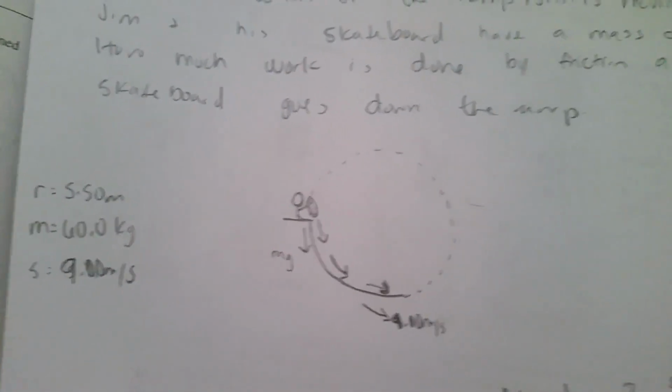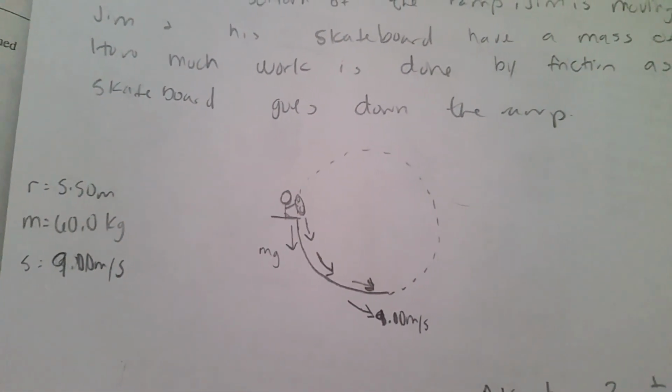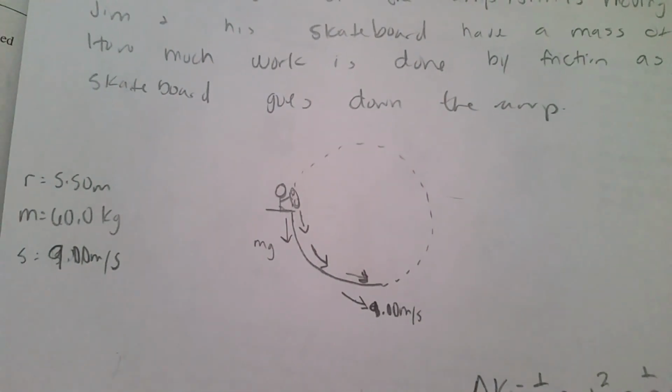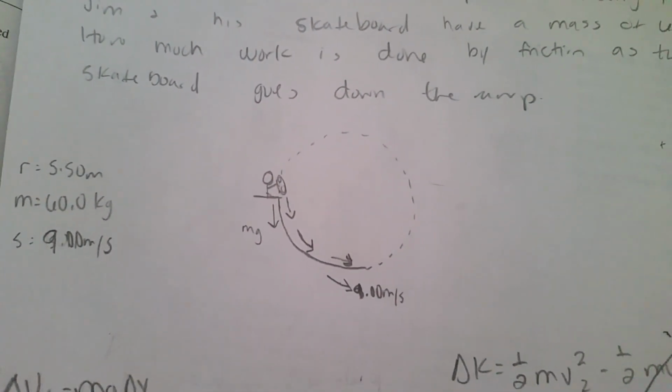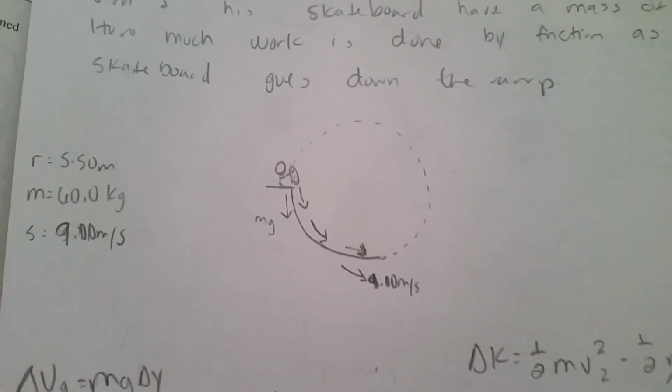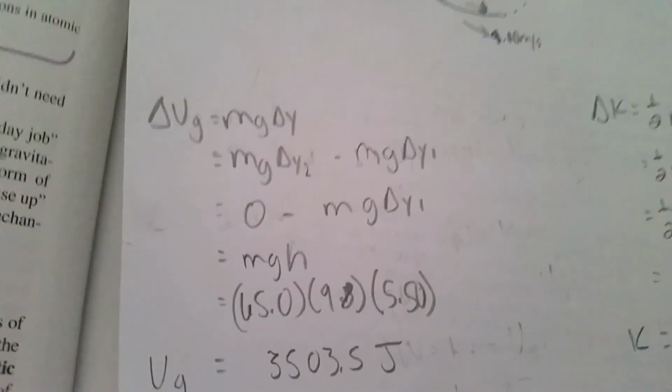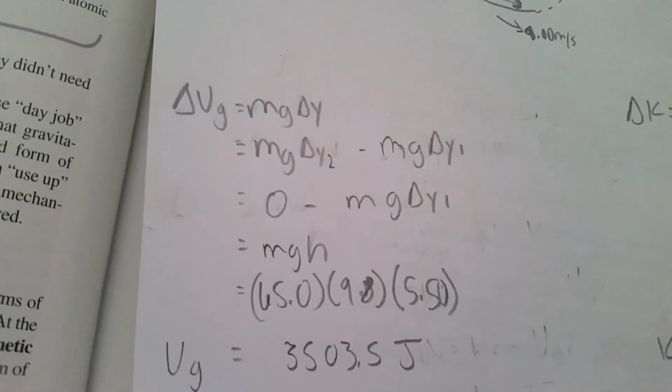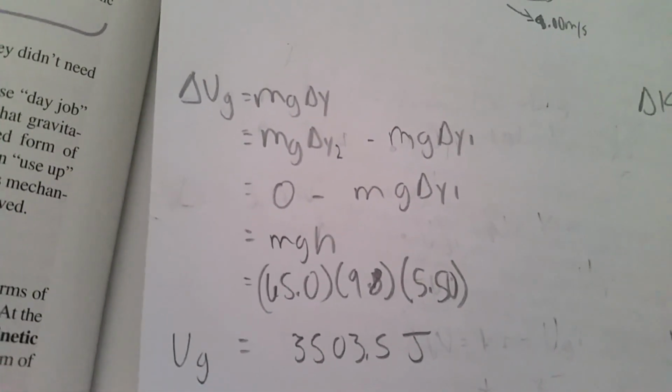Okay, so the first thing you have to take into consideration here is that Jim is at the top of a half pipe. So that's technically considered gravitational potential energy. So the first thing I did was my delta UG, which is gravitational potential energy, is equal to mass times gravity times delta y.